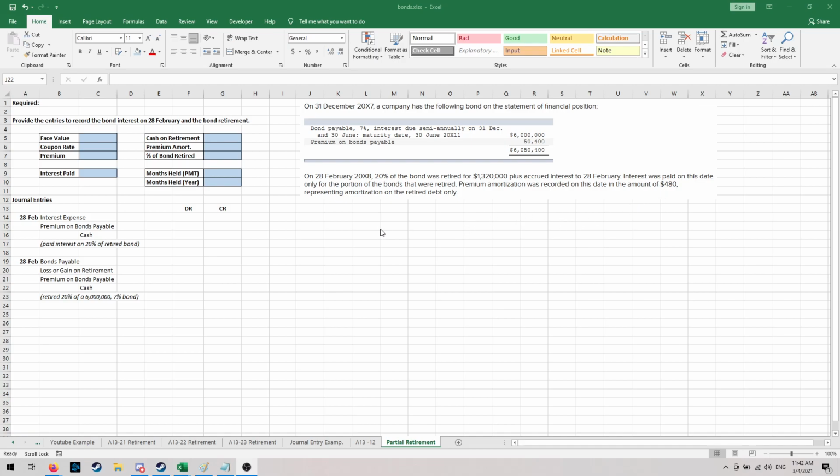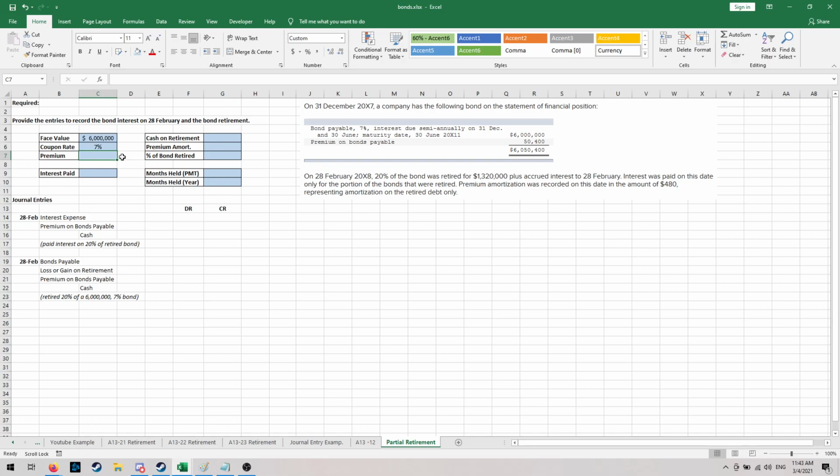So the best thing we can do here is we can start pulling information out of this question in order to make our journal entries. And I have some cells set up here for that. So the first thing to do is let's just start filling these out. The face value of our bond is $6 million. The coupon rate is 7%.